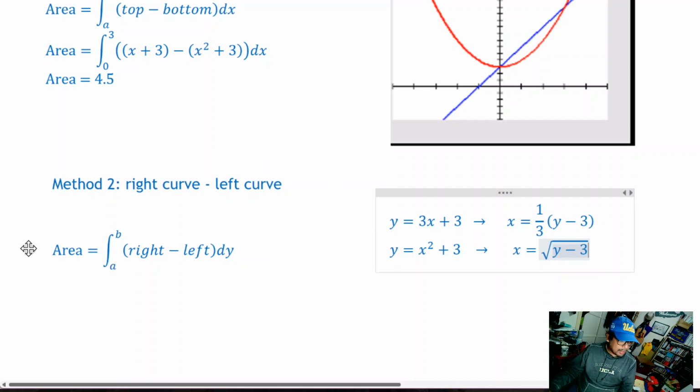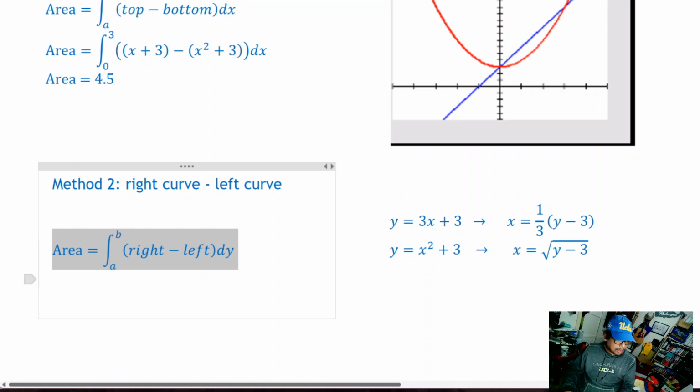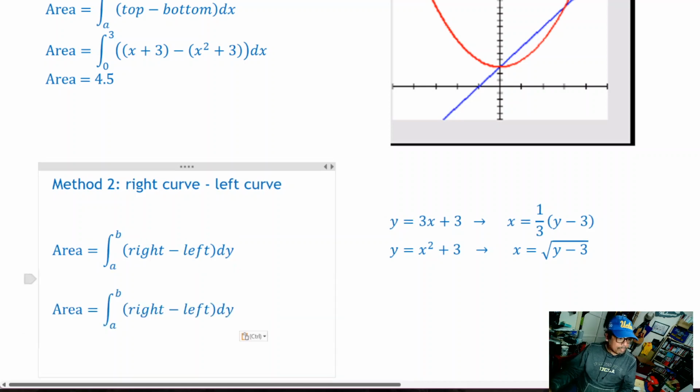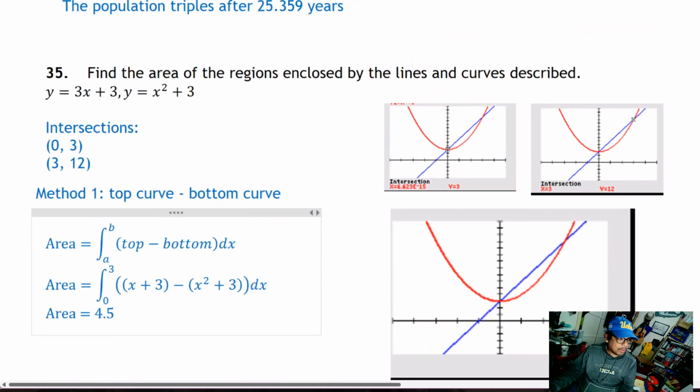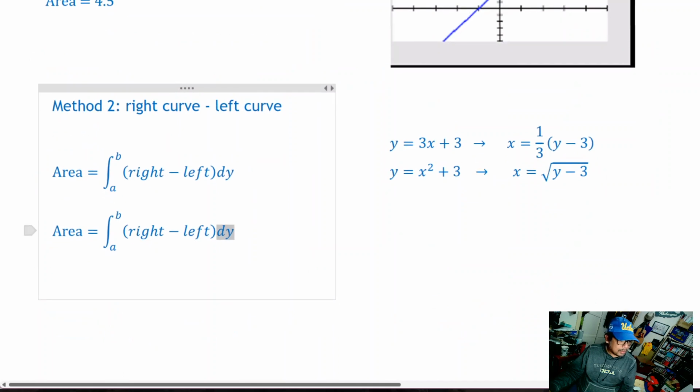Okay, let's take this mold and we'll go ahead and figure this out. Now, since we're in terms of dy here, we need to figure out the maximum and minimum y coordinates. So it looks like our minimum and maximum are 3 and 12. So let's turn that to 3 and 12.